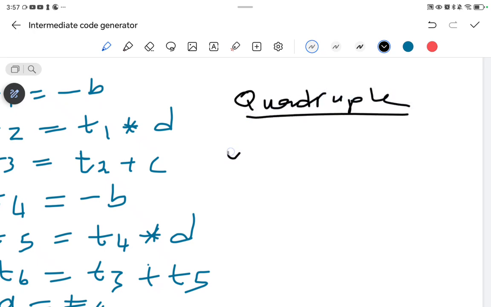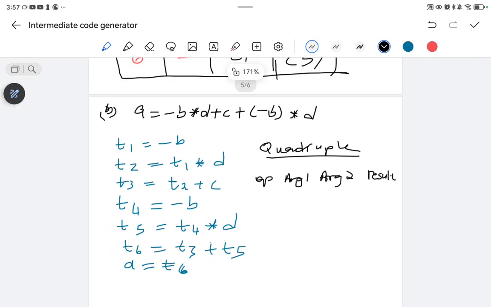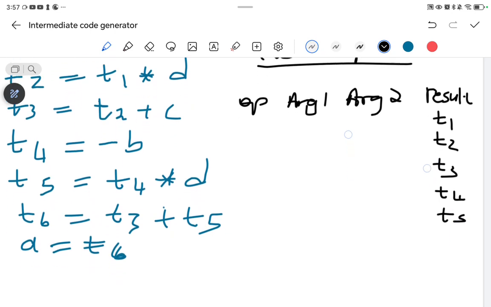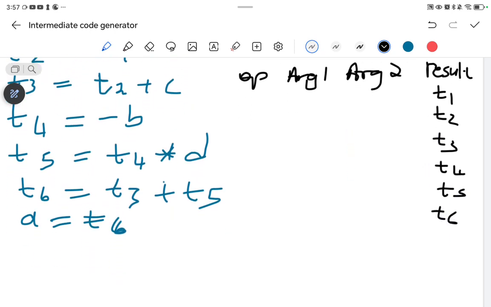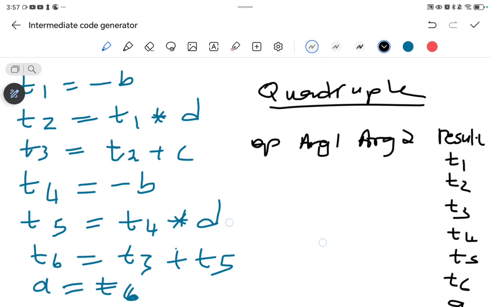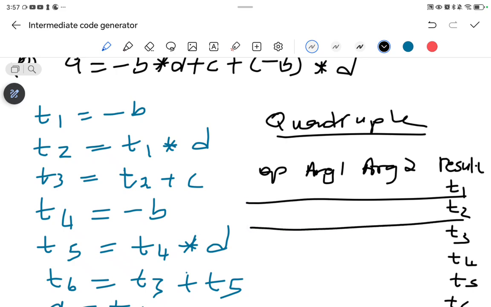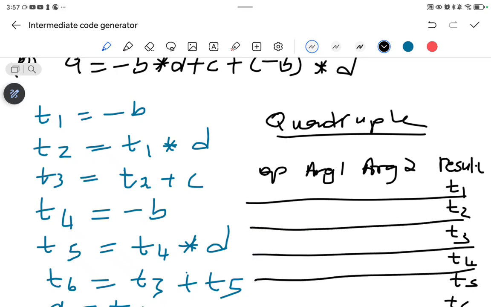So we know we have the op, arg1, arg2, and the result. Our result is from T1 up until A. So I'm going to have T1, T2, T3, T4, T5, T6 until A. Then our operators, our operands. First, let me put this so they can align, right?